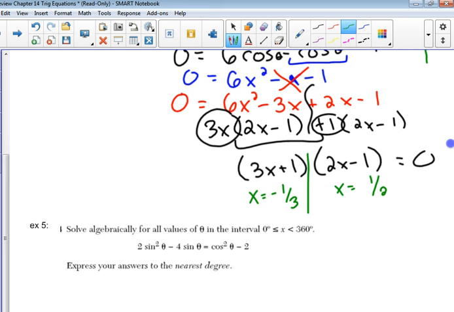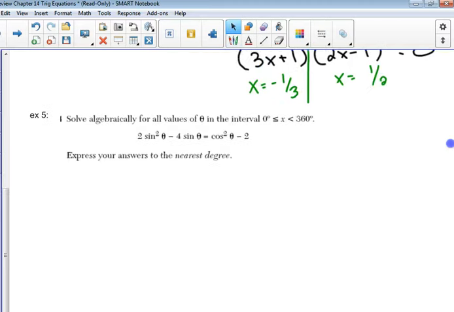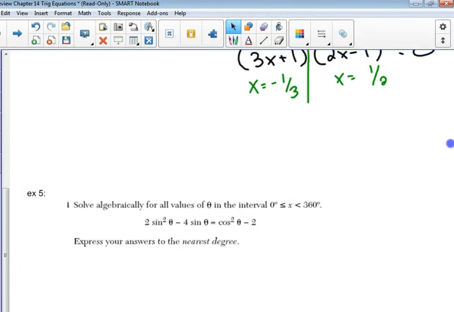Alright, so we're not done. Remember though, even though we thought this is x, we didn't start with x. What did you guys start with? Cosine. That's okay. Everybody does that. Make sure if you're changing, you remember which trig function you were using. So, let's put these back in. We have cos theta is equal to negative 1/3.